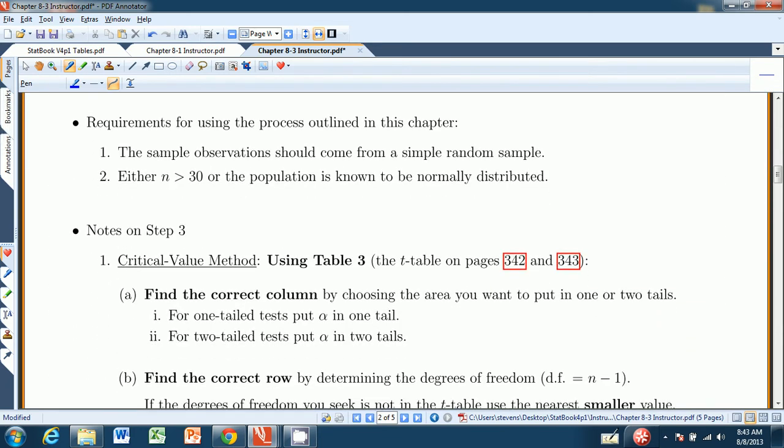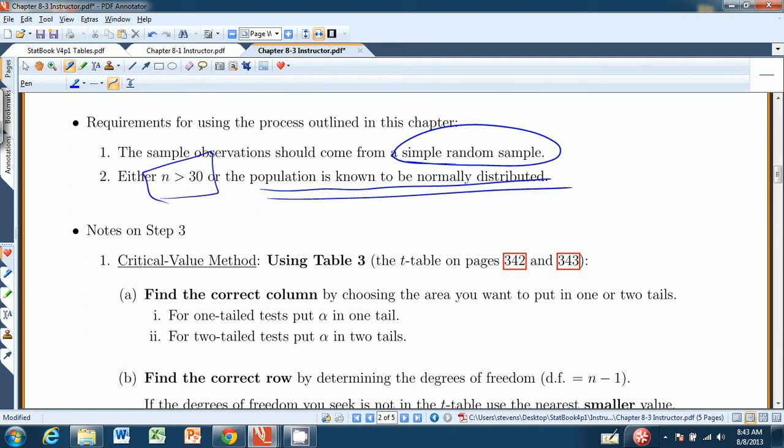Requirements: the sample observations should come from a simple random sample. And we should either have a population that is known to be normally distributed, and if not, we need a sample size greater than 30, or both is what I should put here. You need at least one of those two things to be true, or both of them.